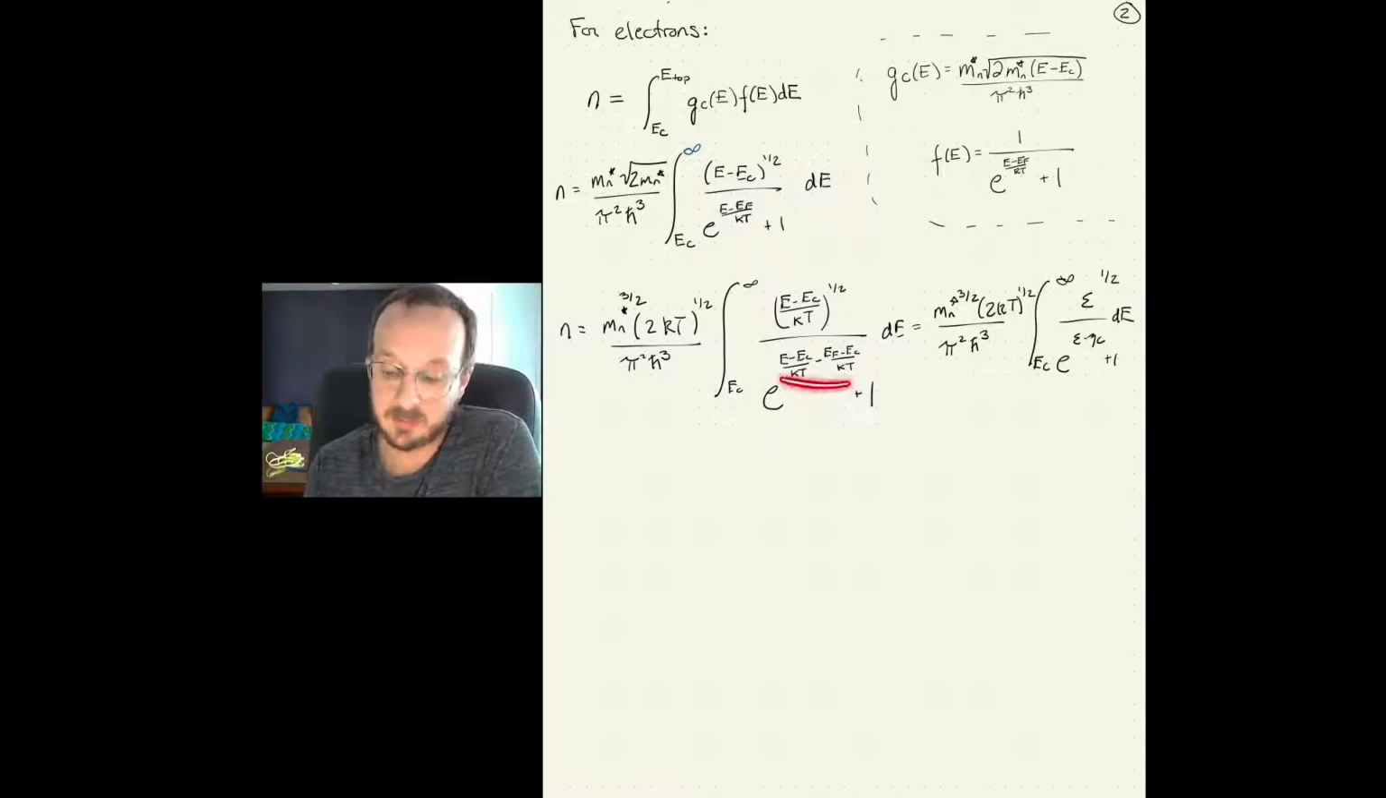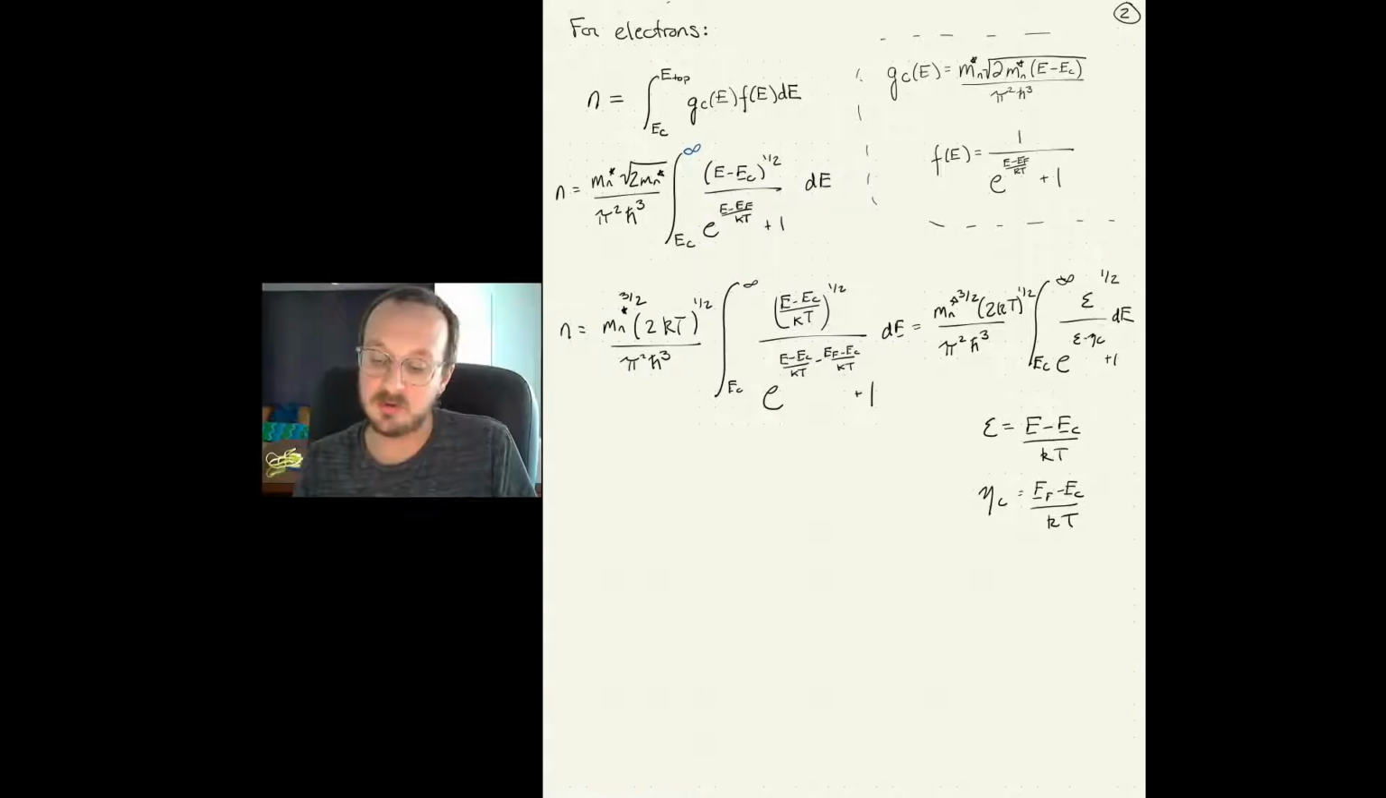So the reason we separated this out was so that this term on top matches this term in here, and we can rewrite it as epsilon, okay? And so we've got epsilon, which is defined as E minus EC over KT. And we've got eta C, which is going to be EF minus EC over KT.